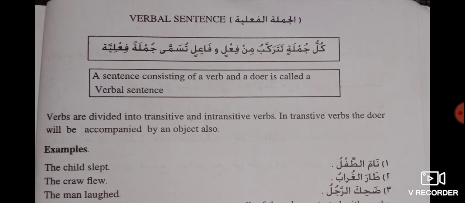So let's have a look into the meanings of these sentences. First one is Nama tiflu. We have stated the child slept. Second one, Tara al-ghurabu, the crow flew. Lahika ar-rajulu, the man laughed. Don't forget, these all are intransitive verbs. And transitive verbs are also coming in the next part.